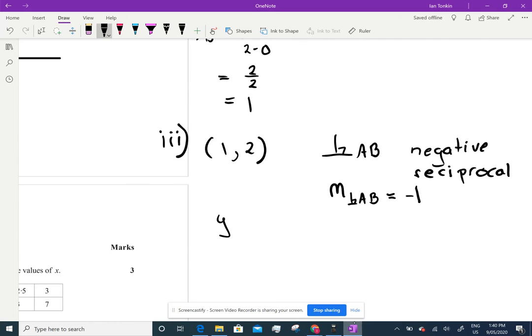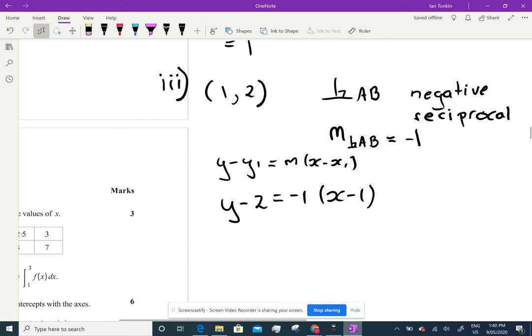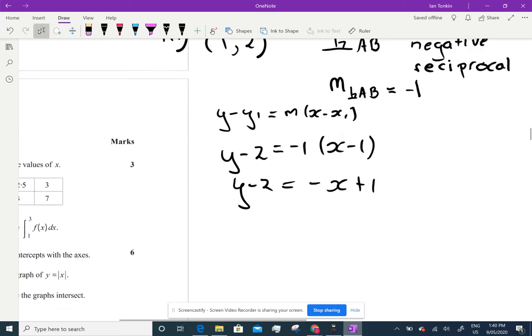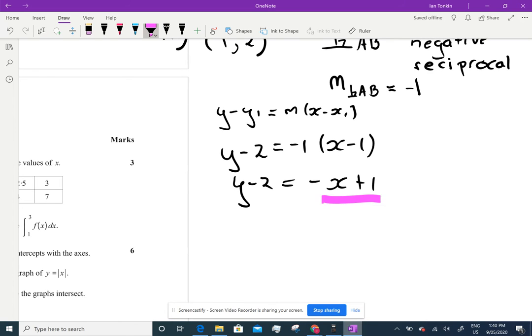Now I can use my formula, y minus y1 equals m times x minus x1. So, y minus the y value, 2, equals negative 1, x minus the x value, 1. Y minus 2 equals negative x plus 1. Going to take all of this over to the left-hand side. So I get x plus y minus 3, because I'm going to minus that 1, equals 0.